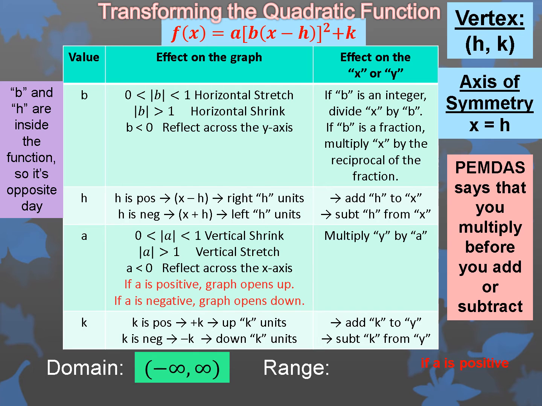Now the range. This is going to remind you of the absolute value. If a is positive, it's going to open up. So my range will be k to infinity. If a is negative, it's going to open down. So your range is going to be negative infinity to k. It's just now, instead of being a V-shaped graph, it's a curve, and you've kind of got that bowl shape down around the vertex. So it makes a curve instead of a V.